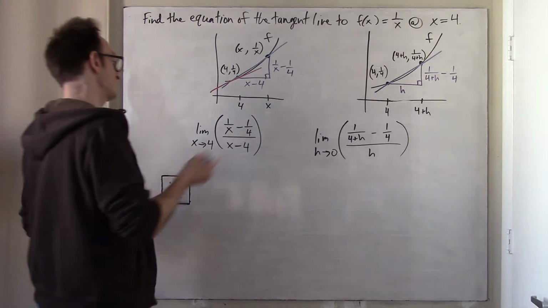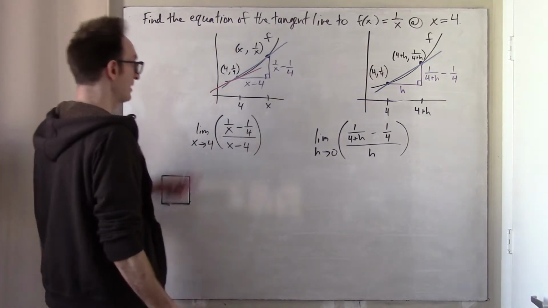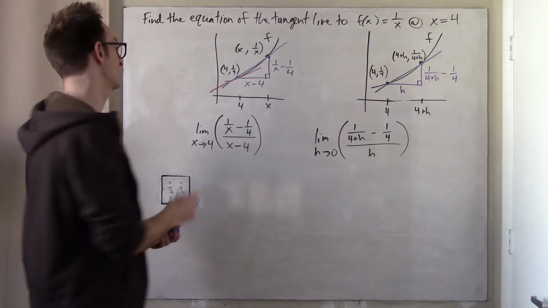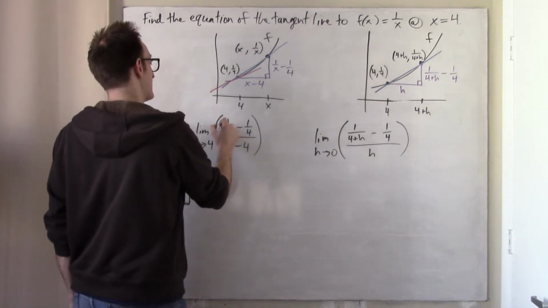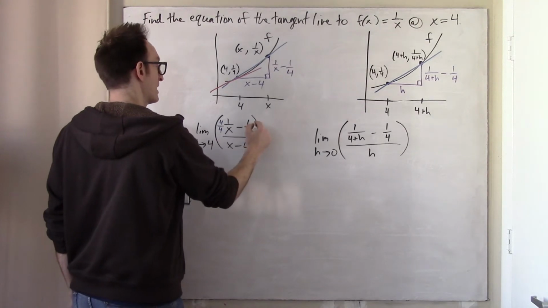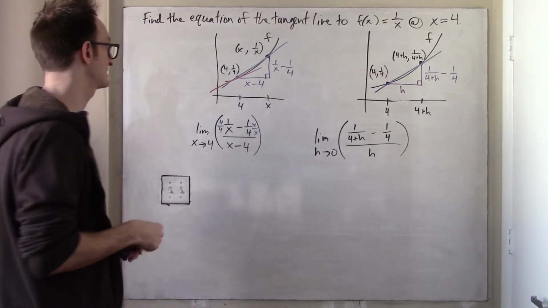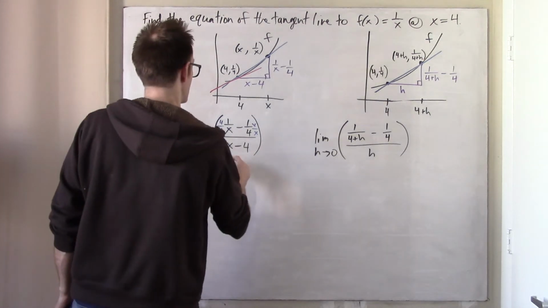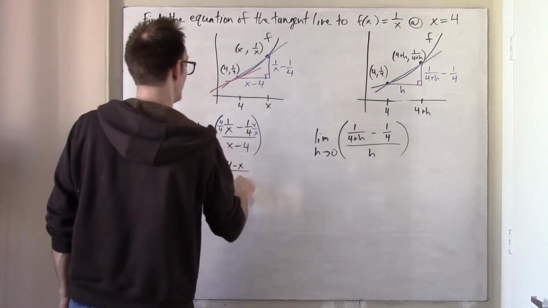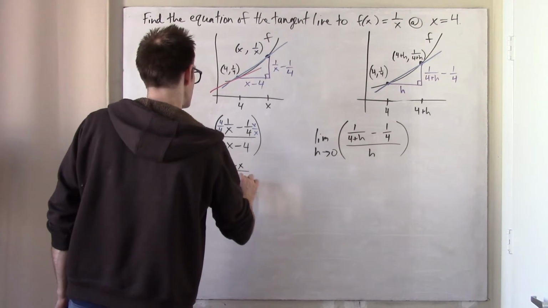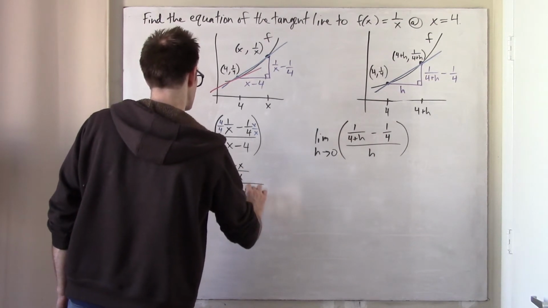Okay, let's just do them. Here, what should I do? Well, it's a 0 over 0 situation, as every derivative is, but if I multiply this by 4 over 4, and this by x over x, and get a common denominator, that seems like the thing to do. So this gives me (4 minus x) over 4x, and then that whole thing is over x minus 4.